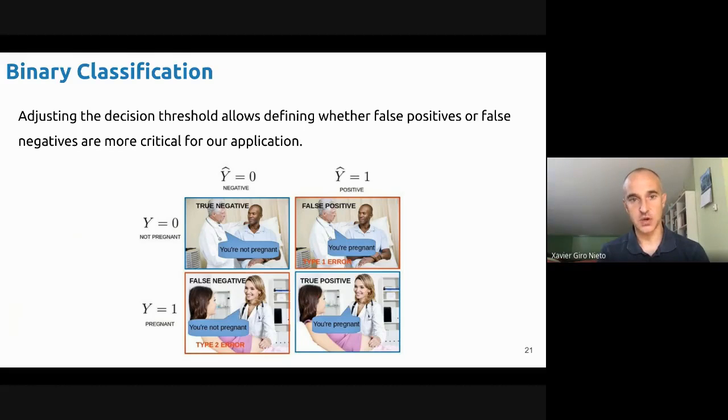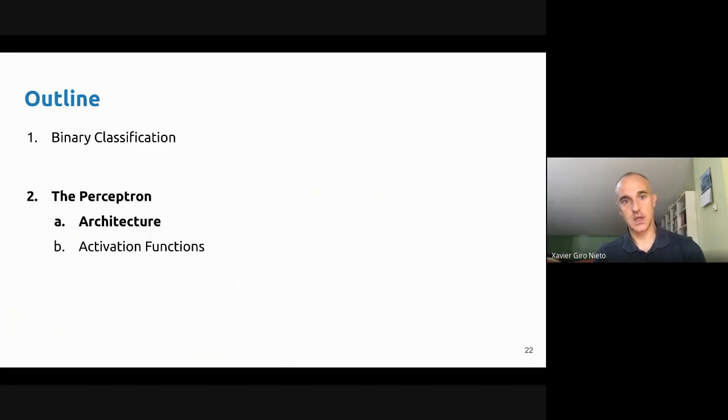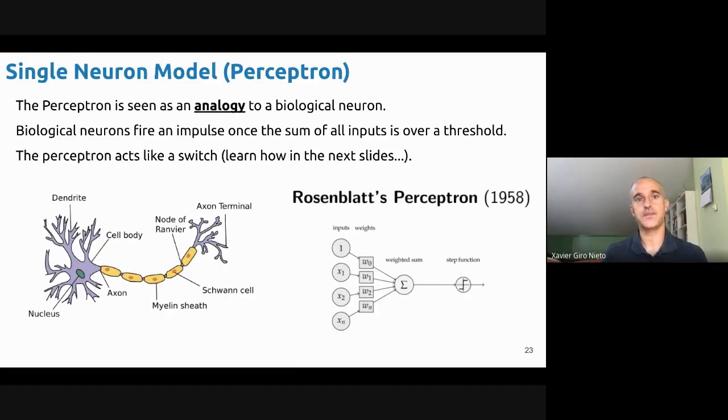This kind of trade-off and these concepts are quite common in machine learning. So now that I presented how you can solve a binary classification problem combining concepts of linear regression, logistic regression, and decision threshold, let's see how the perceptron, which is going to be the basic unit we'll be working on, can handle these tasks that I just introduced. So let's look at the architecture. What does a perceptron look like?